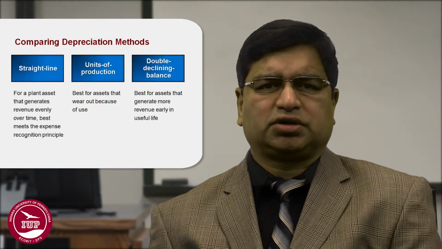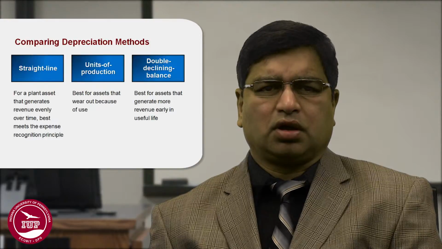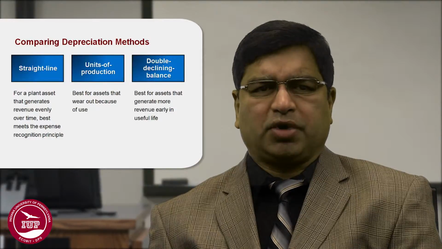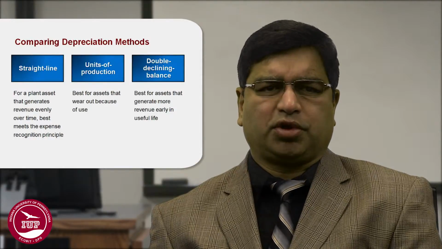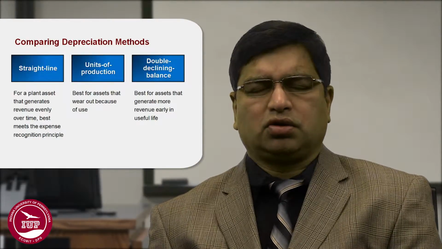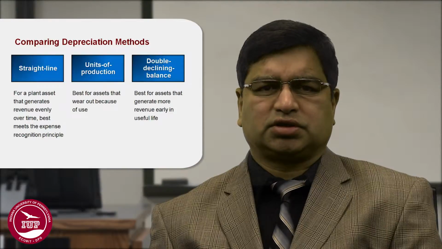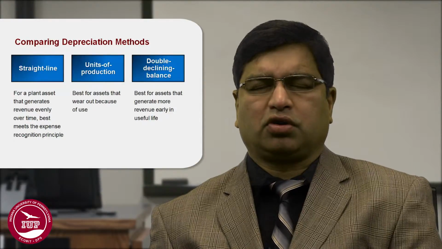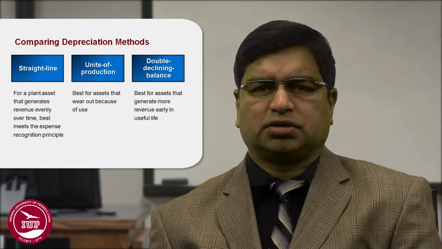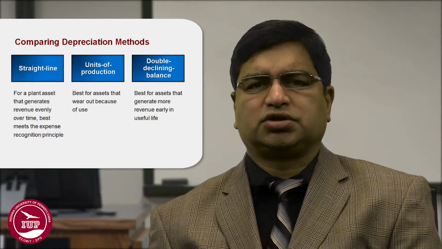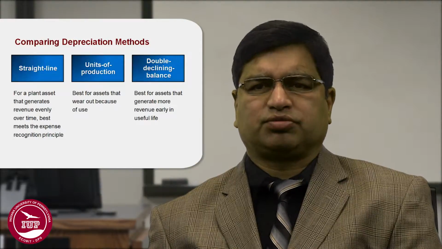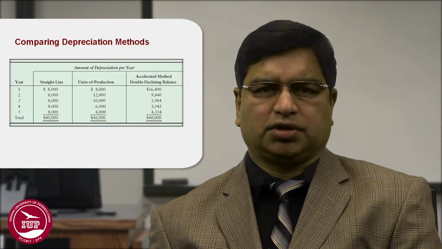So if you compare these three depreciation methods, generally speaking, if the plant is generating revenue evenly over a period of time, then you use the straight line method. And units of production method is good for the assets that wear out over a period of time because of its use. And in the double declining balance method, if the asset generates higher revenue in the earlier period, then you match the higher expense of depreciation for that period.